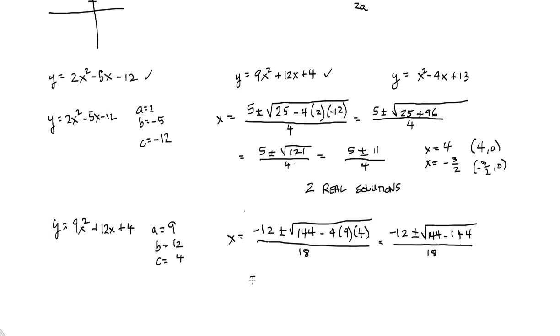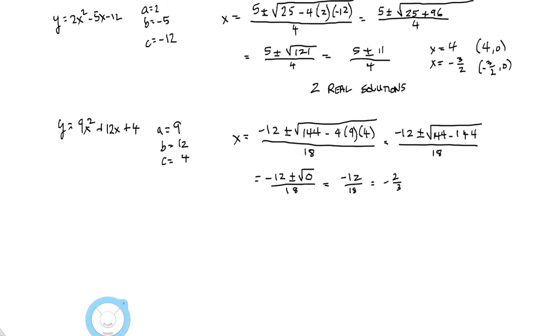So what we get in this case is negative 12 plus or minus the square root of 0 over 18. Well, the square root of 0 is 0, so this whole portion of the answer here is going to go away, so we end up with negative 12 over 18, divide top and bottom by 6, you get negative 2/3. So this is a quadratic function that only has one real solution and therefore one x-intercept. The vertex of the parabola is right on the x-axis. So x equals negative 2/3 is my only real solution. So here we have only one real solution.